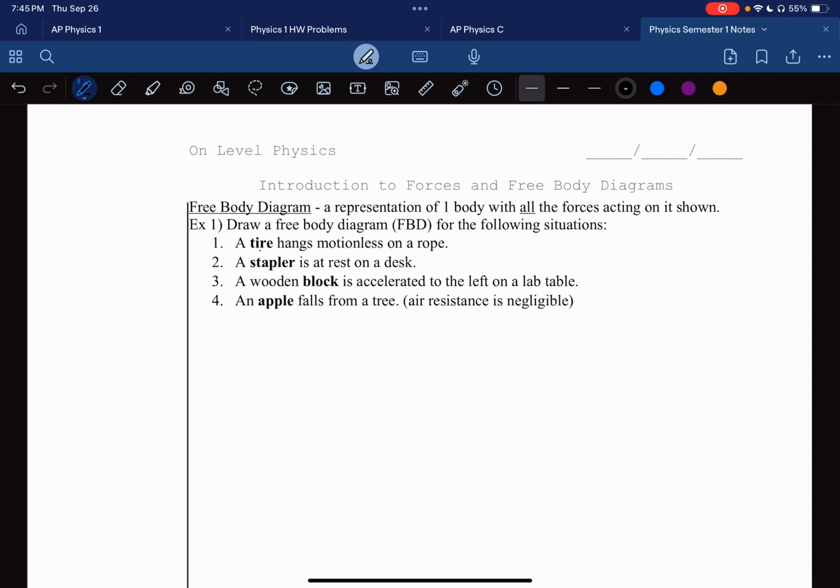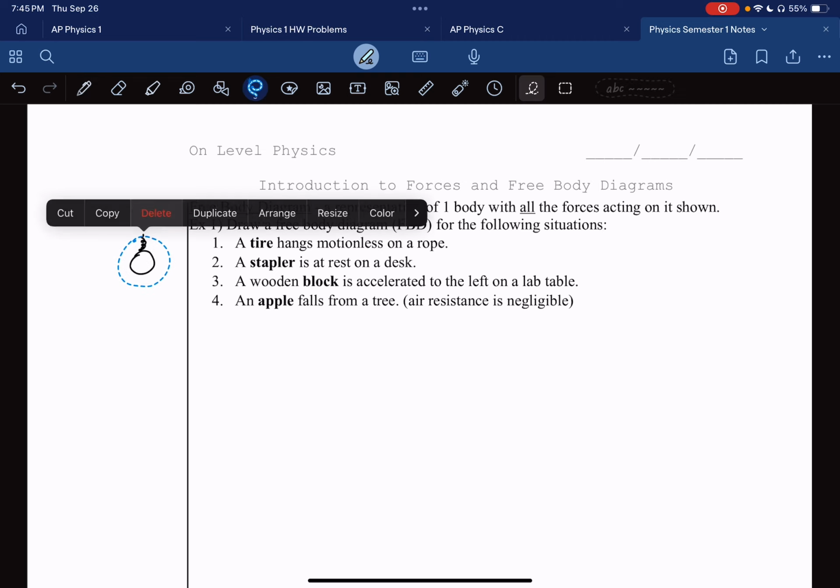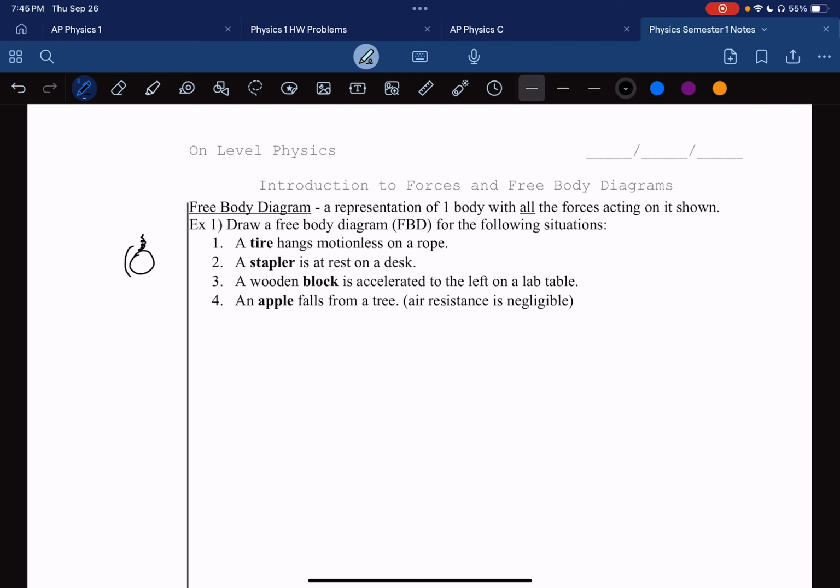So number one is a tire hangs motionless on a rope. So here's the tire, and here's the rope holding it up. So just draw that as a solid rope. I'll just draw it like that. Let's just leave it like that.